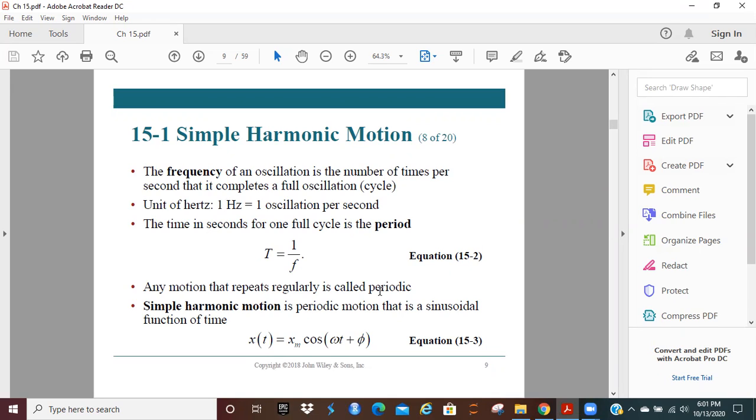Simple harmonic motion is a periodic motion that is a sinusoidal function of time. So the x, the position as a function of t, is going to be x maximum displacement times the cosine of omega t plus phi. So this function right here is going to oscillate between -1 and 1. And when multiplied by the maximum, it will give us where that particular motion ends up in between the extremes.